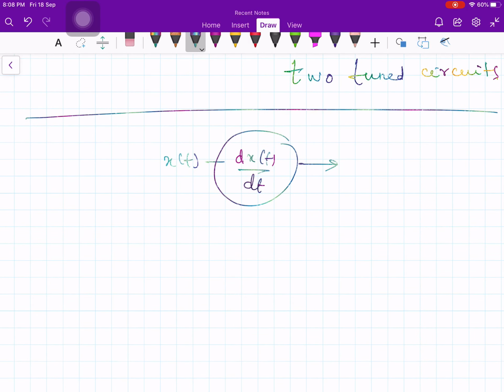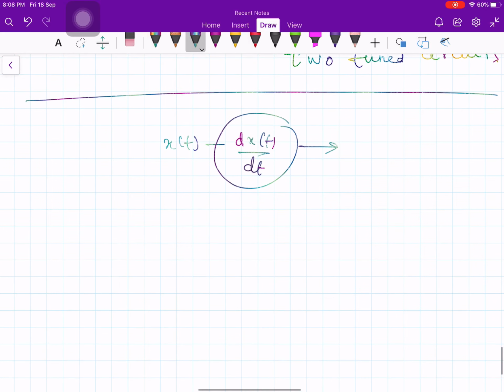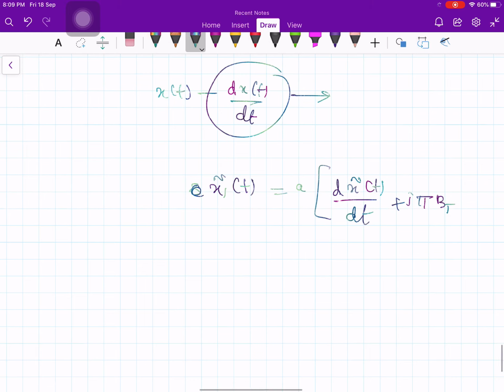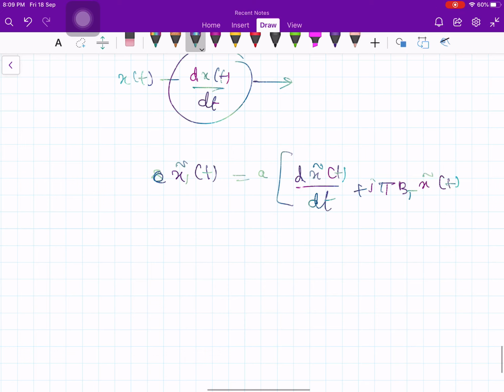So differentiation comes into the picture like d by dt of x of t, and because of that your output envelope will depend on the derivative. In fact, not only because of the derivative but also because of the argument in the cosine function. For example, your x1 tilde of t is going to be a times the derivative of your input signal in the complex time domain plus j times pi of b suffix t x tilde of t. So this is what we had.